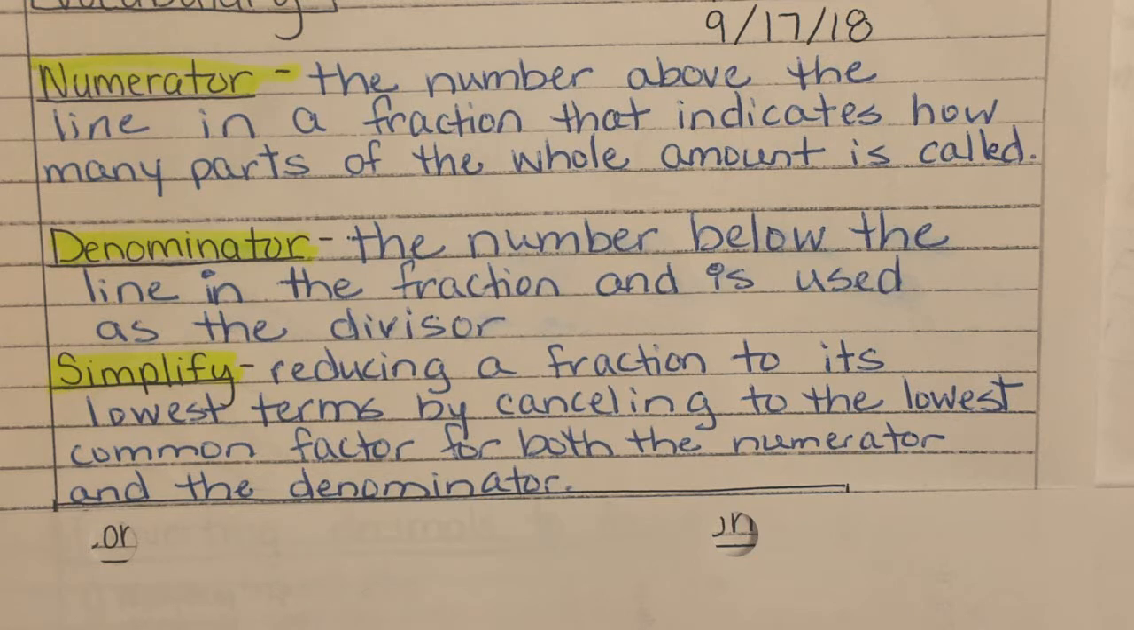Denominator's on the bottom. It is the number below the line in a fraction and is used as the divisor. That means it's on the outside of the house. It seems like the denominator would be on top in alphabetical order, but it's the opposite.